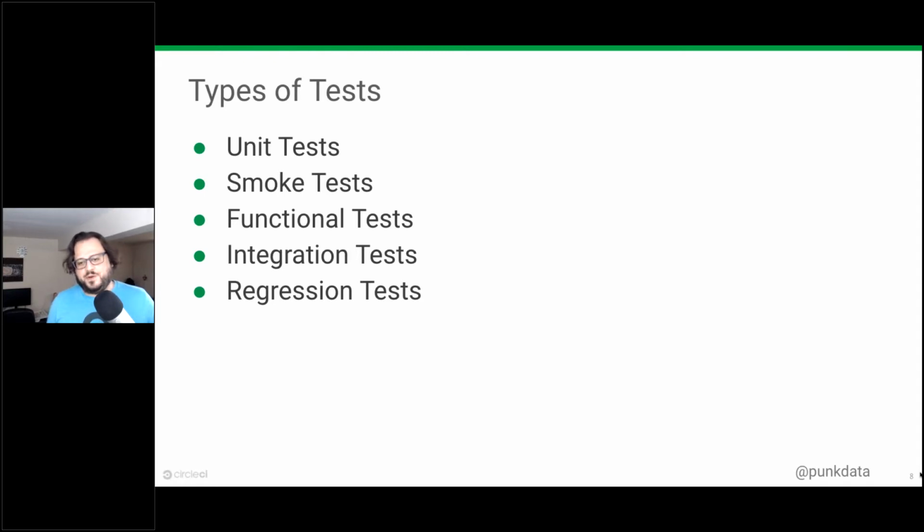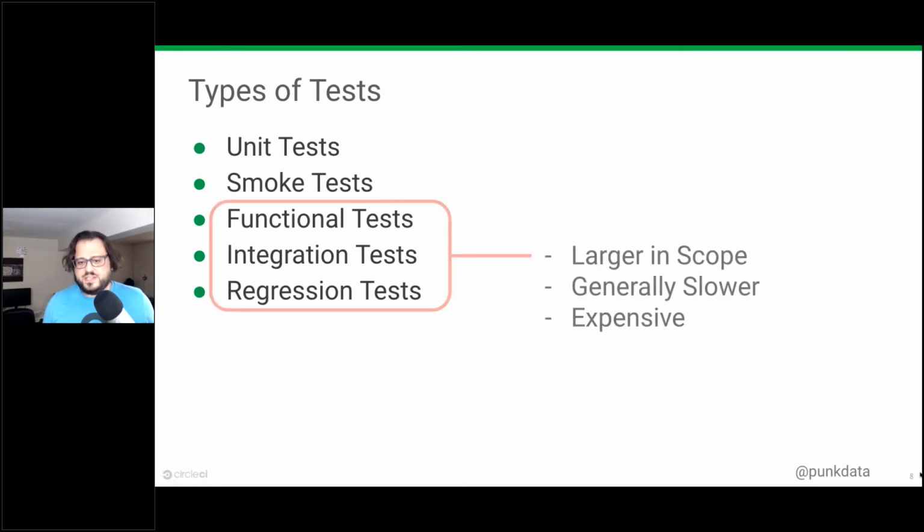And then the other three, functional tests, integration tests, and regression tests, are generally more comprehensive and more expensive. Those tests are larger in scope, and generally slower because of that. They're performing many comparisons, many tests on a specific set of code, or maybe even the whole application.